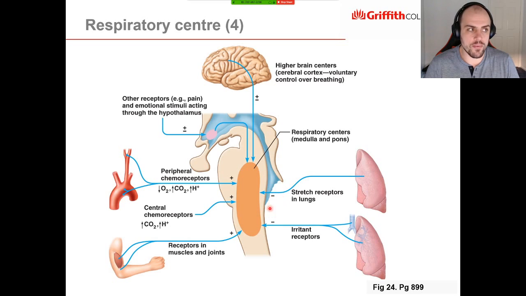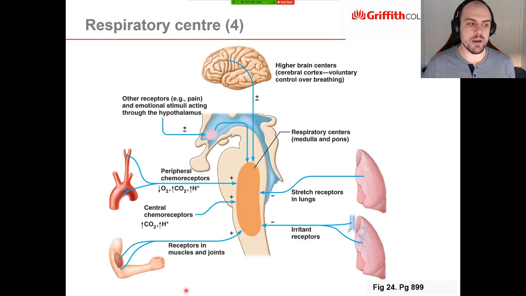It'll turn off this signal. Okay? Because it'll basically send a signal to your brain saying, we're tapped out, we're full. We cannot expand my lungs any further. Don't even bother sending me a signal to try and breathe even more, because I can't.